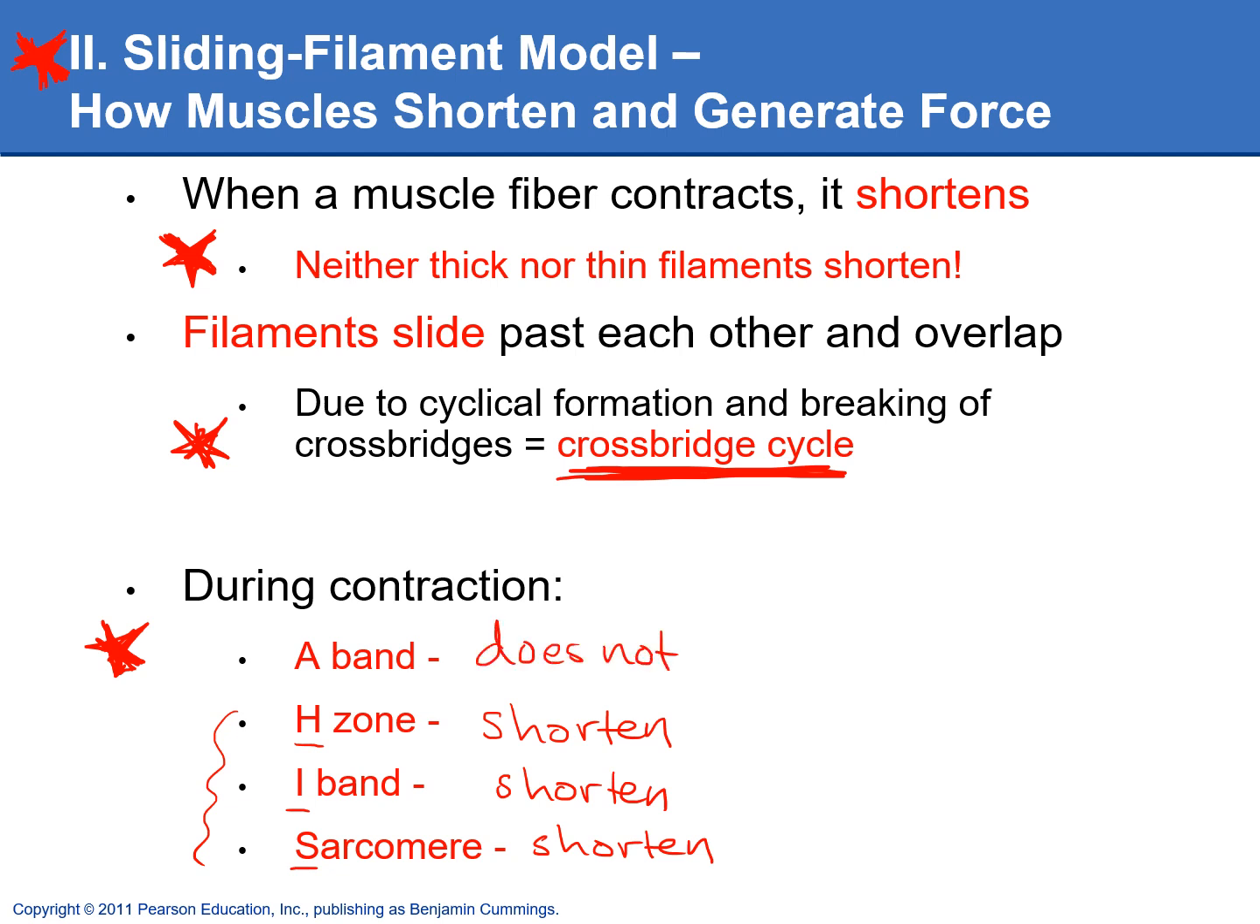Okay, so the A band is the length of the myosin. And remember that we said the myosin, or the thick filament, does not shorten. So it's going to stay the same length, right?